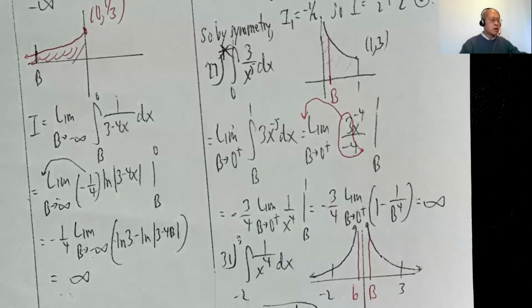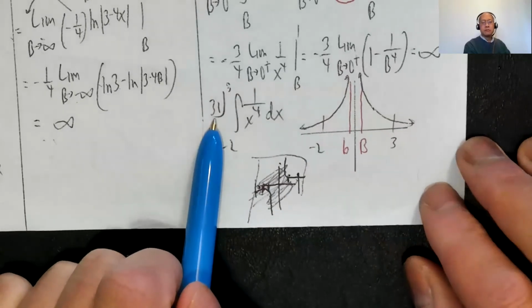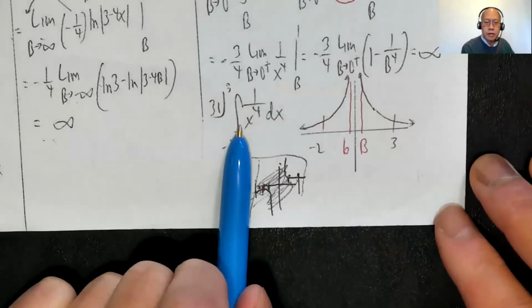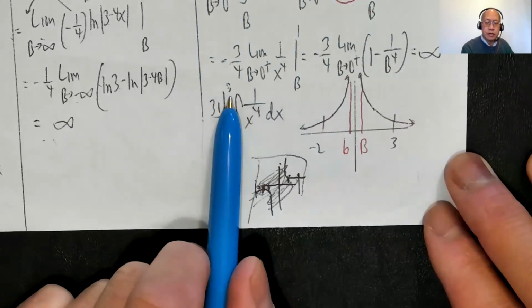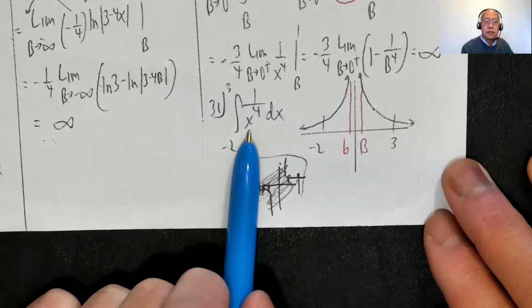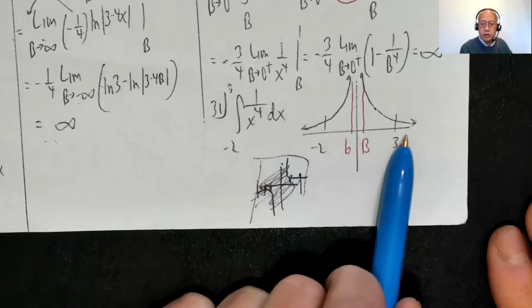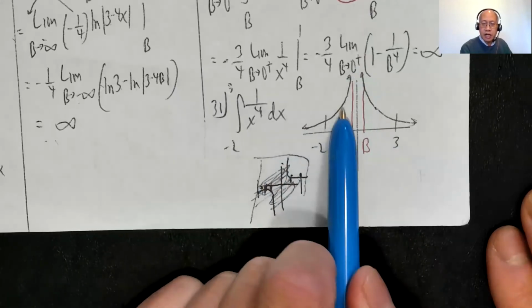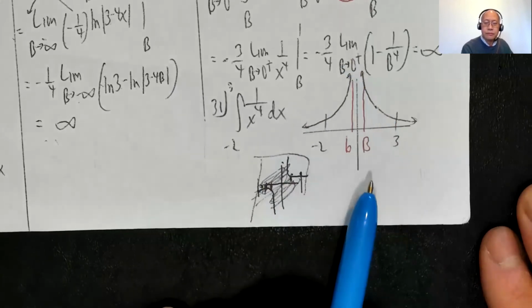All right, then I'll just talk about 31, but I wasn't going to do it. Set you up. Why is this improper? 1 over x to the fourth. I can plug in negative 2. I can plug in 3. I cannot plug in 0. I have to pass through the number 0, right? So from negative 2 to 3, I reach an undefined value at 0. Shoots up like that, shoots up like that.